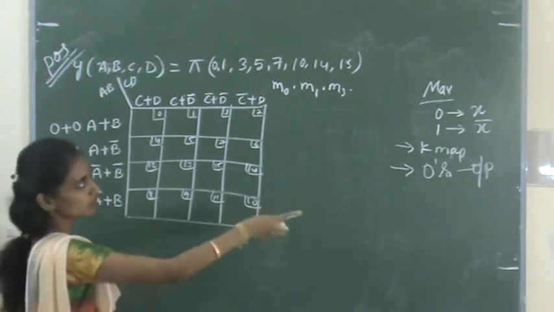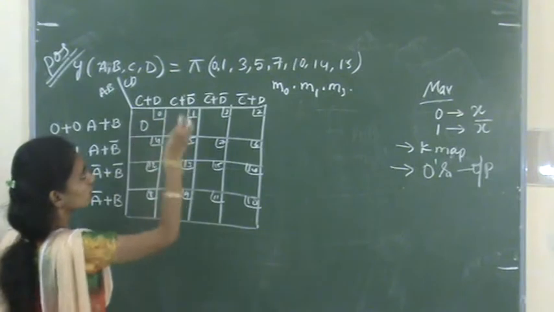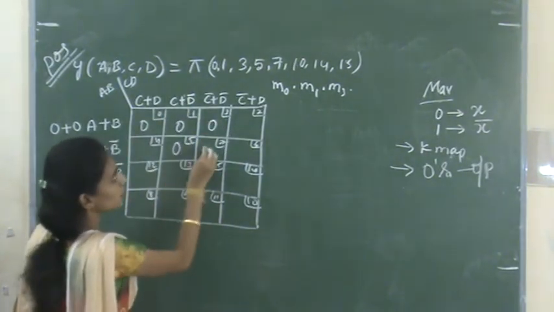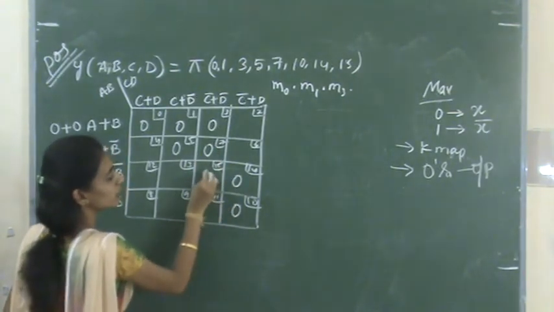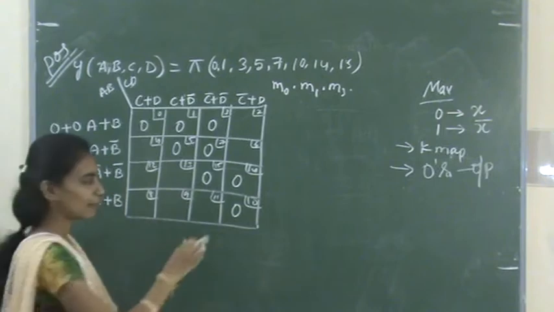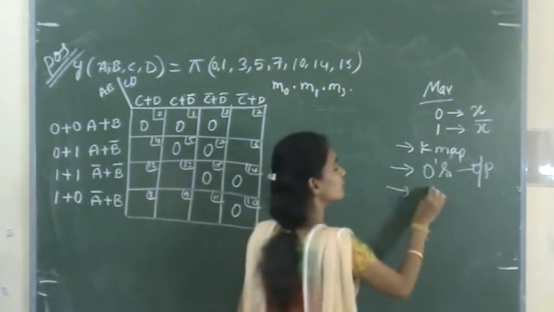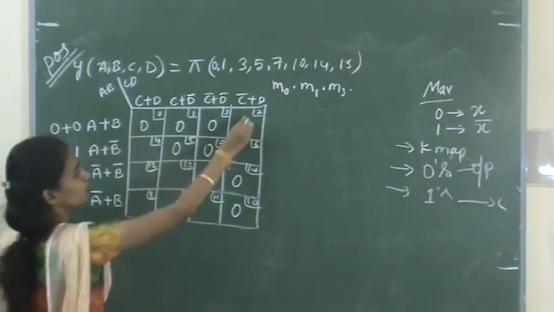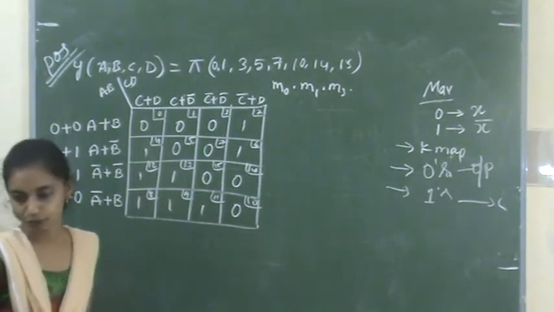Now fill zeros wherever you have these outputs: 0, 1, 3, 5, 7, 10, 14, 15, right? I fill zeros wherever we have output and fill ones wherever you have left-out values. The left-out values are these. So I just filled the left-out values.